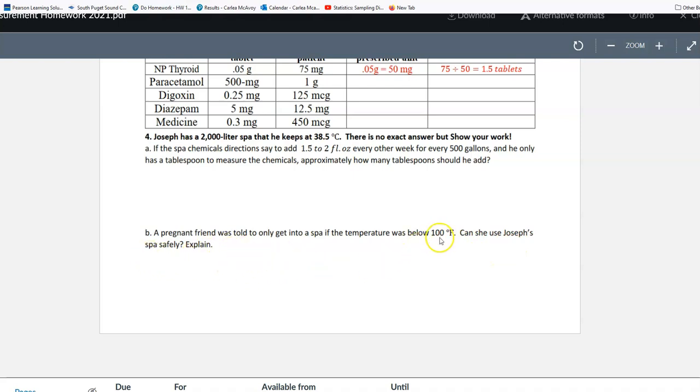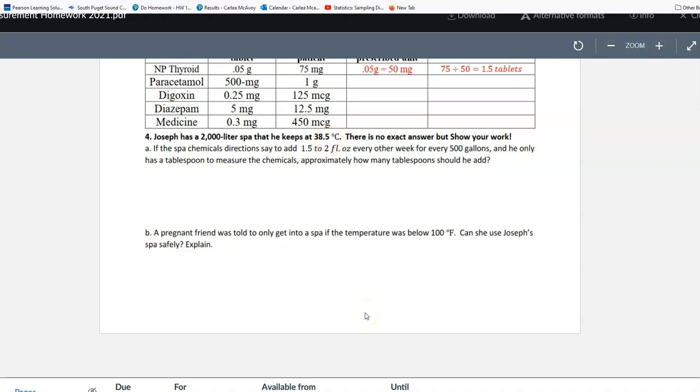So what you have to do there is convert 100 degrees Fahrenheit into Celsius. And once you make that conversion, decide, is the answer that you got above or below this number? If it's below this number, it would be safe. And if it's above that number, it would not be safe. So that's all that is converting.